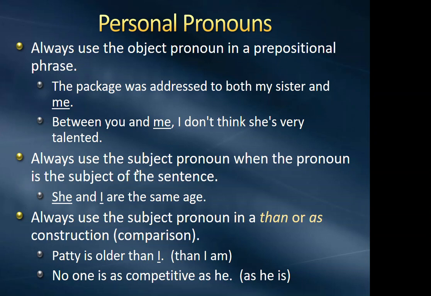All right, you always use the subject pronoun when the pronoun is the subject of the sentence. So when you're a kid, you have kind of the opposite problem of what we do now, where we often say I at the end rather than me. But when you're a kid, you say, me and her is going to go to town or something like that. But it really is she and I are the same age. She and I are going to go to town. So you use the subject pronoun when you're replacing the subject of a sentence.